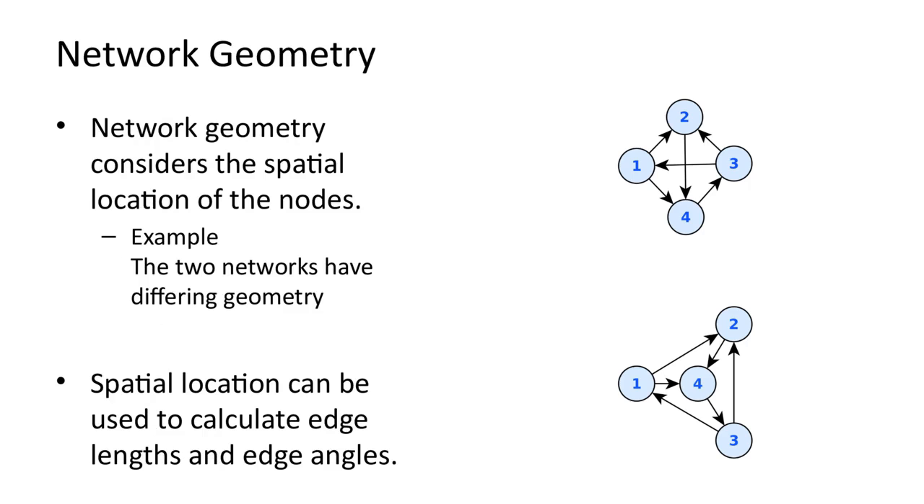In some cases, the geometry of a network can also be significant. The two networks shown have differing geometry, since the distances between the nodes have changed. Key dimensional values can be extracted from the geometry of the network. Most often, the length of the edges is significant. And in some cases, the angles between edges may also be significant. Next, let's take a closer look at network edges.